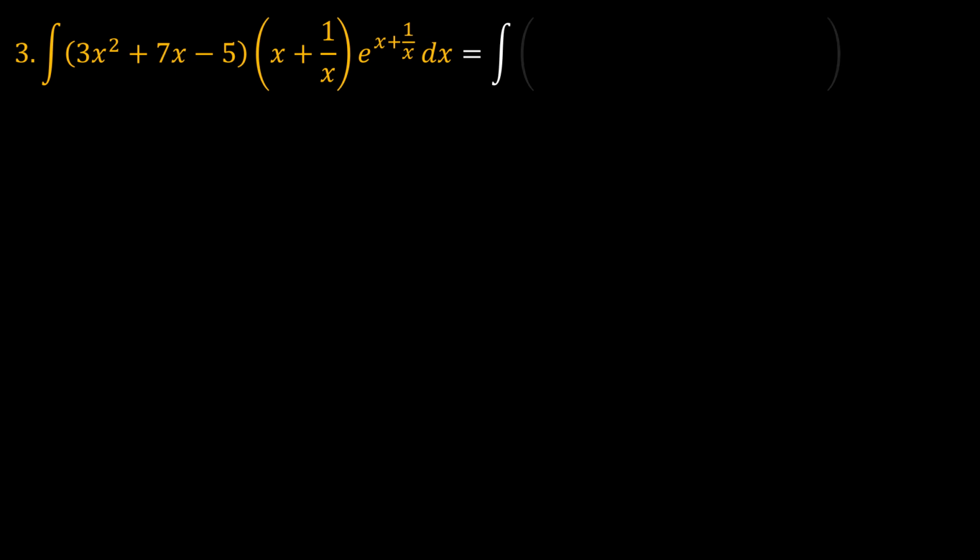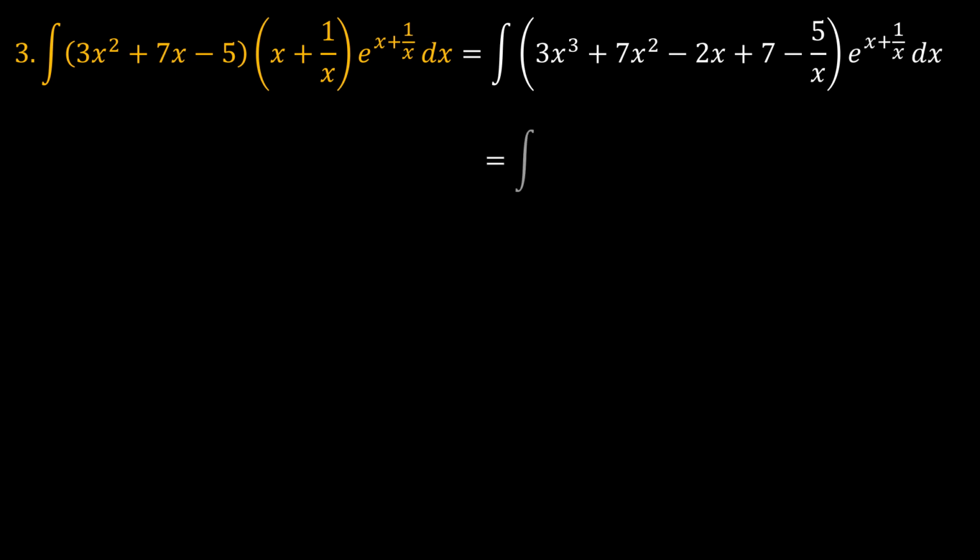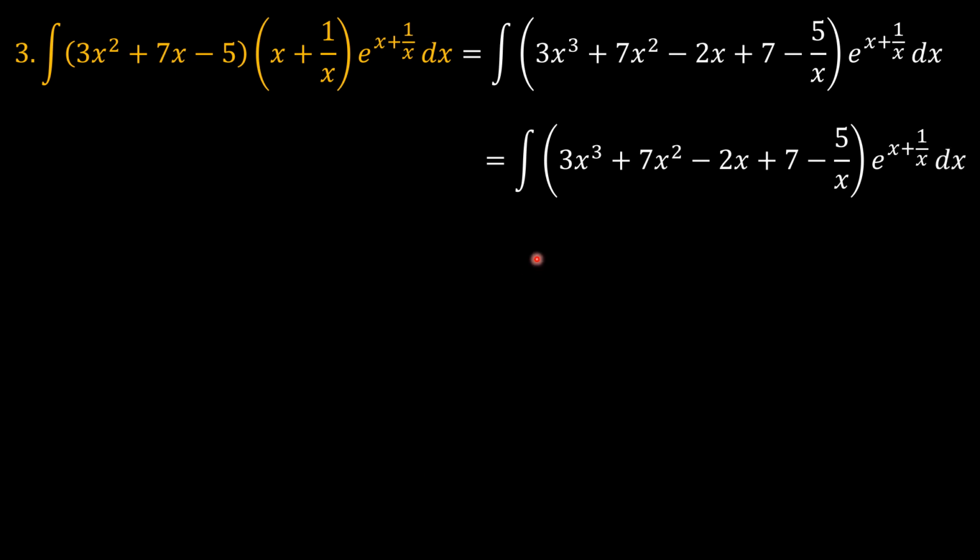So the next problem is interesting as well, having the product of 3x squared plus 7x minus 5 and x plus 1 over x times e to the power x plus 1 over x. Very interesting. So one thing that I would do, I would just multiply everything here, so that we do have this expression. I'm just repeating it because I'm trying to figure out what is happening here.